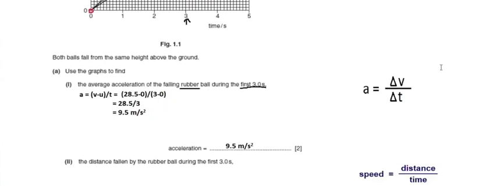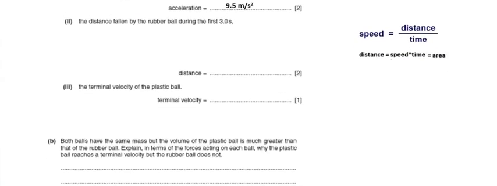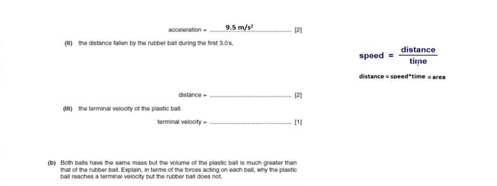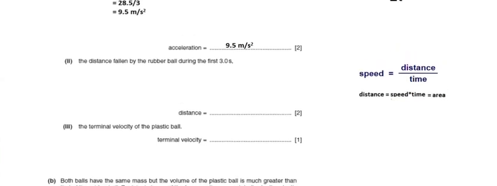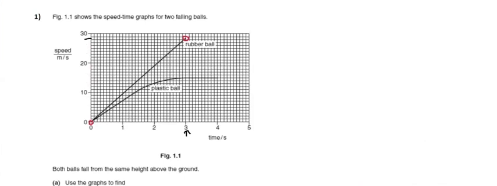Okay. So the second question in part A is the distance fallen by the rubber ball during these 3 seconds. Again, we know that speed is distance by time, so distance is speed multiplied by time. And we have calculated many sums where in the speed time graph, the distance traveled is nothing but the area under the curve. So here we have to calculate this area.